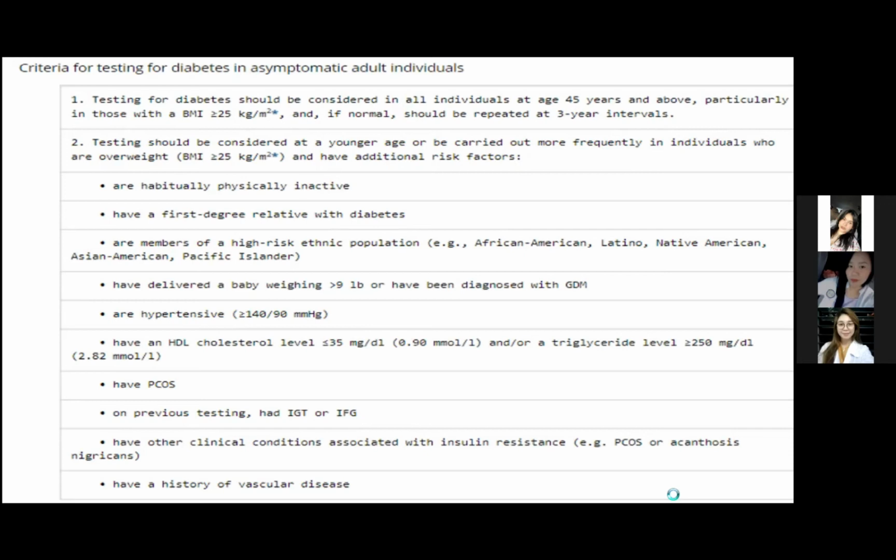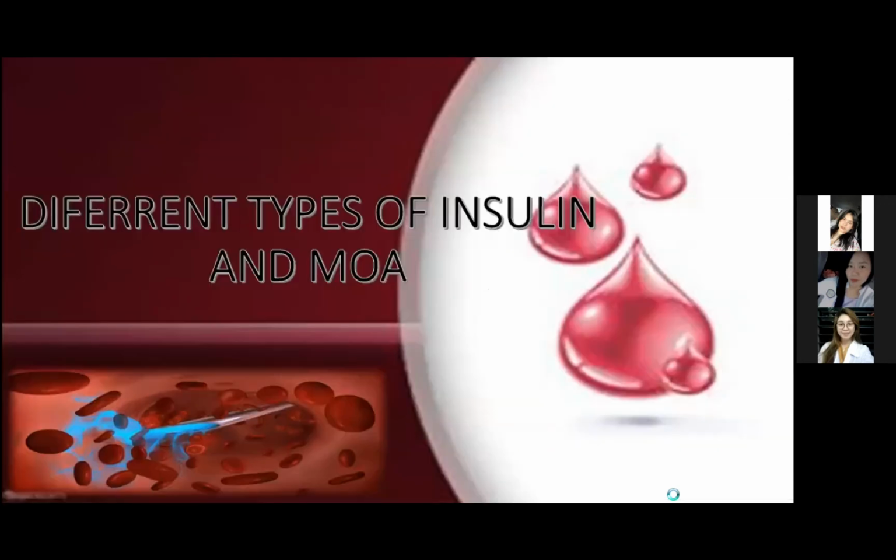They also have other clinical conditions associated with insulin resistance, such as PCOS again, or acanthosis nigricans, and a history of vascular disease. So let us talk about the different types of insulin and their mechanism of action or mode of action.